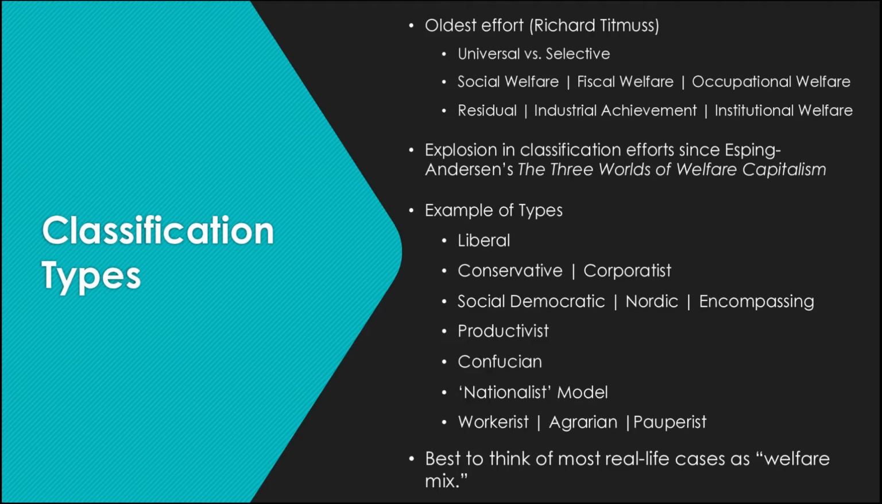In the posthumous collection of essays, Social Policy: An Introduction, Titmuss further identified 3 models of social policy, what he called models of social policy. These are the residual welfare, the industrial achievement performance welfare, and the institutional redistributive welfare.